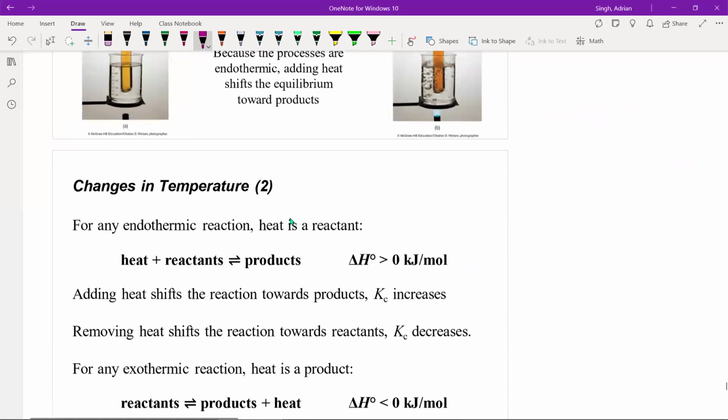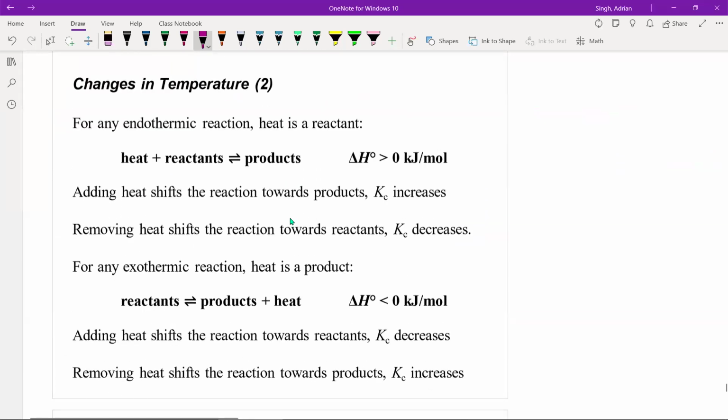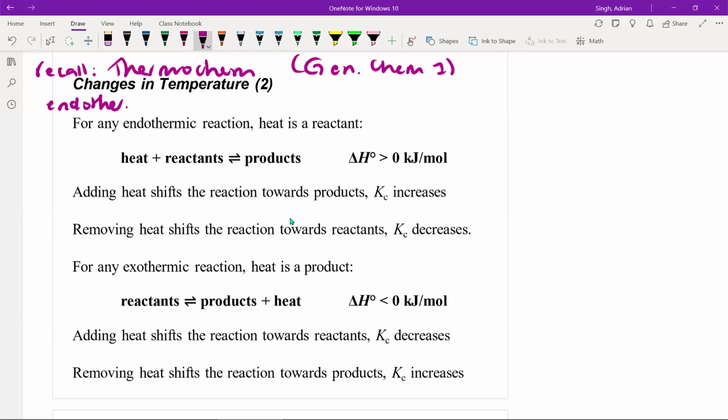The thing to keep in mind when we look at changes in temperature is that we first need to know whether the reaction is an endothermic reaction or an exothermic reaction. We saw this way back in thermochemistry from Gen Chem 1. Recall thermochem. Endothermic reactions are reactions that absorb heat, whereas exothermic reactions are ones that release heat.